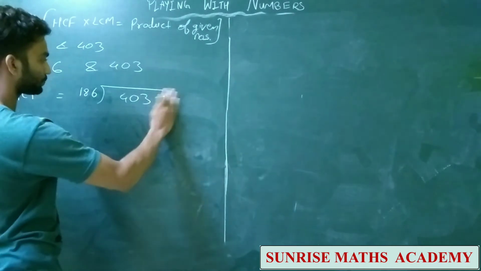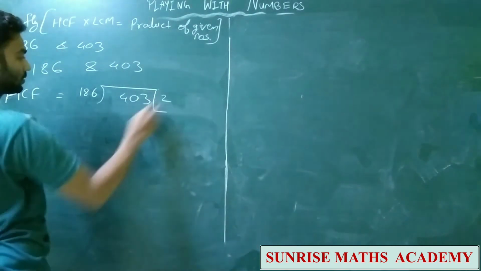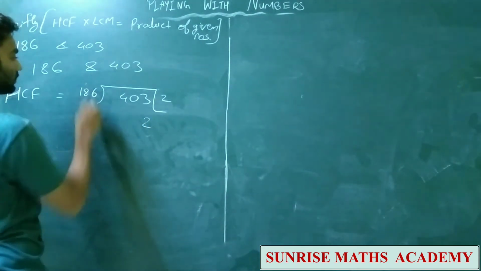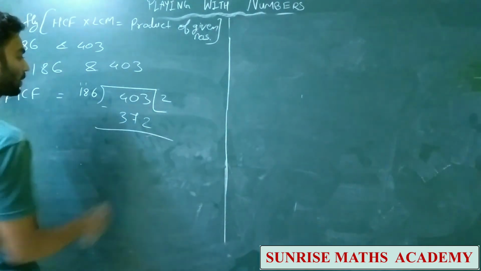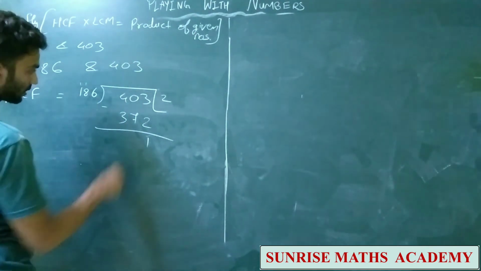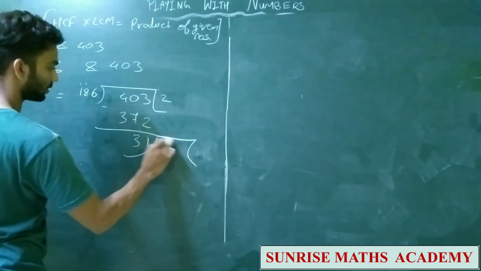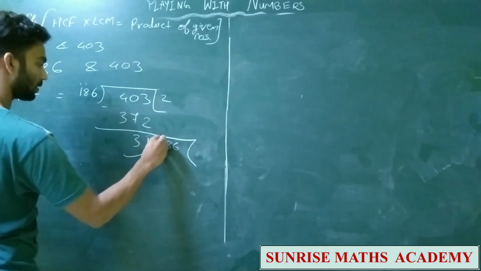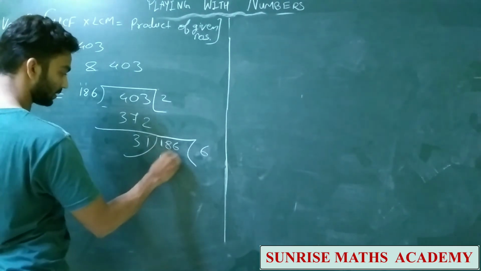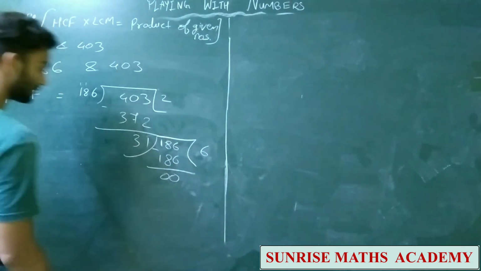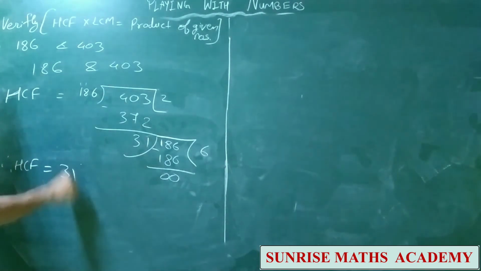403 divided by 186, 2 into 186 is 372. So we get 31. And you divide 186 by 31, 31 into 6 is 186. We get the remainder 0 here, therefore HCF is 31.